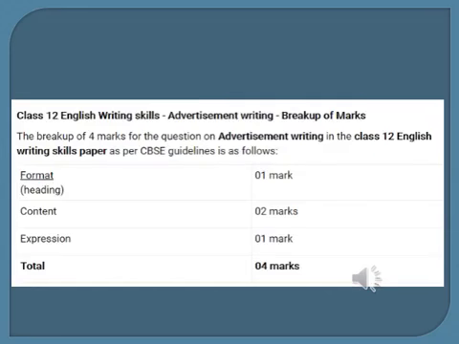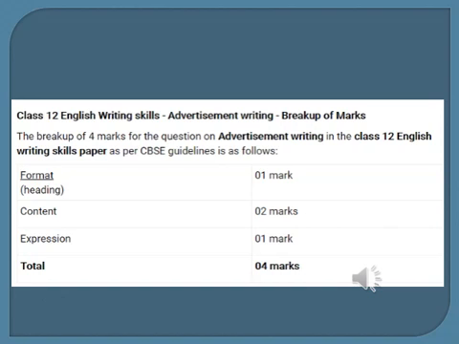Now let us look at advertisement writing from the examination point of view. Whether it's a classified advertisement or a commercial advertisement, in both cases the format is for 1 mark, that is heading and then content. The heading itself will carry 1 mark there. Then the content will carry 2 marks.